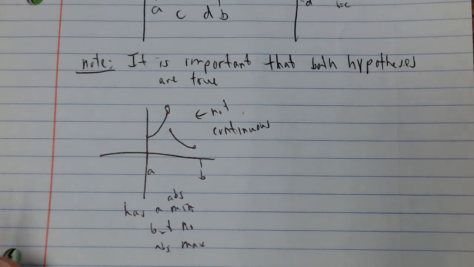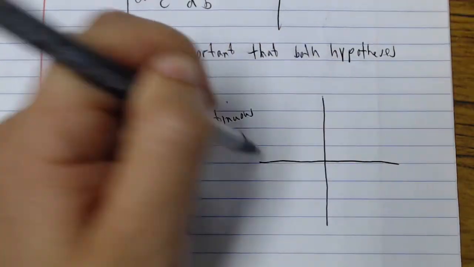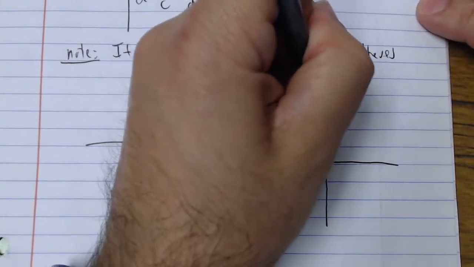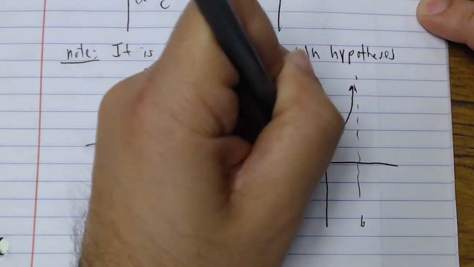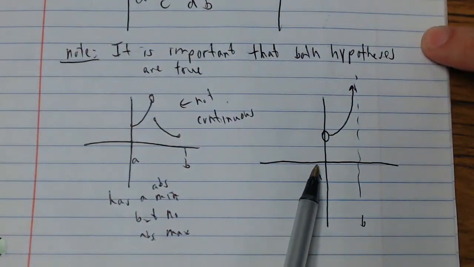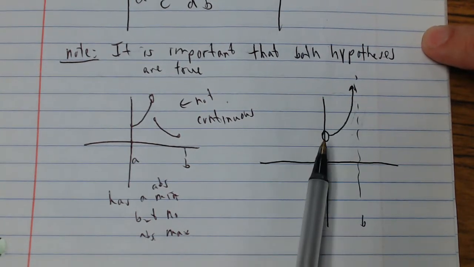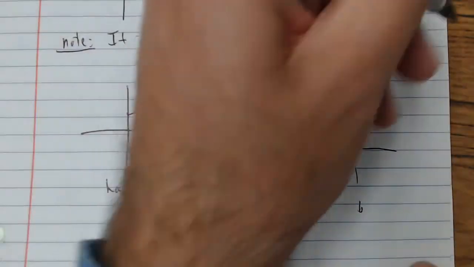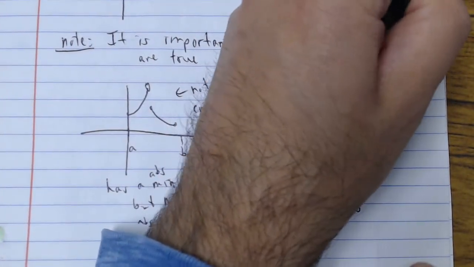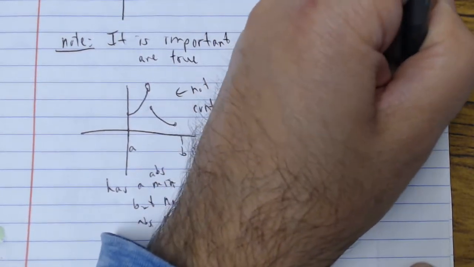Now, what if it's continuous on the open interval, but not on the closed? So what if it does this? This is from A to B. Notice how this is definitely continuous on the open interval, but it's not continuous on the closed interval. And what do you notice here?